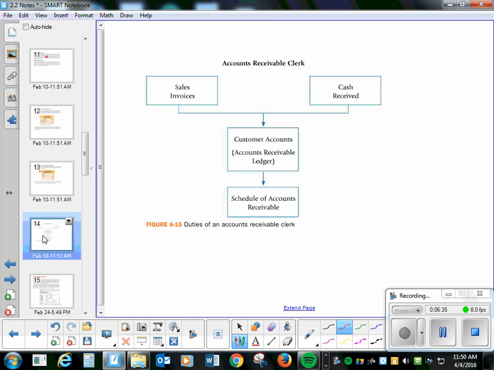Accounts receivable clerks, the flow chart looks like this. They're starting with sales invoice and cash. Then she's dealing with the customer accounts and accounts receivable ledger, and at the end making a schedule of accounts receivable.